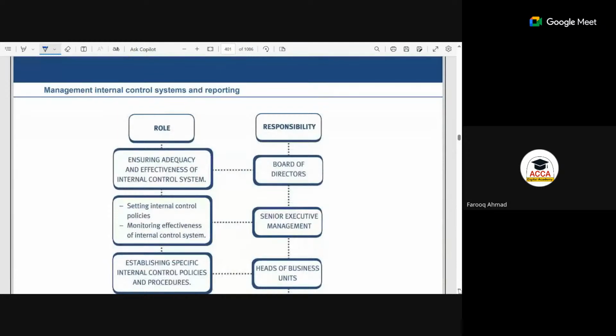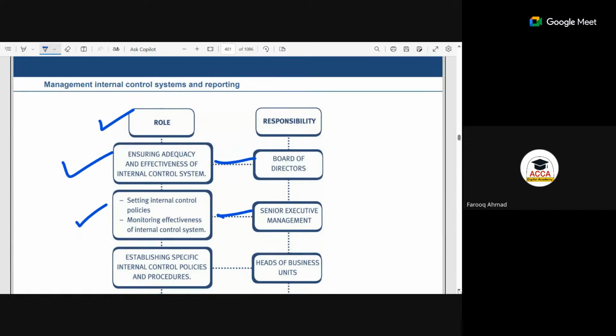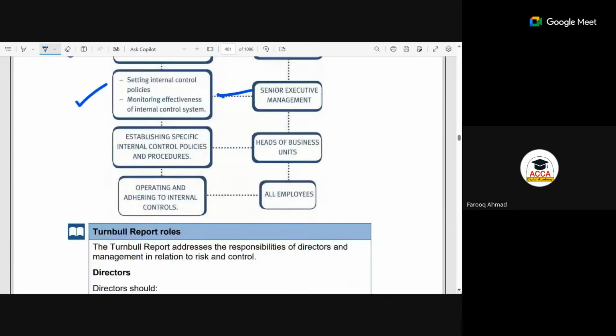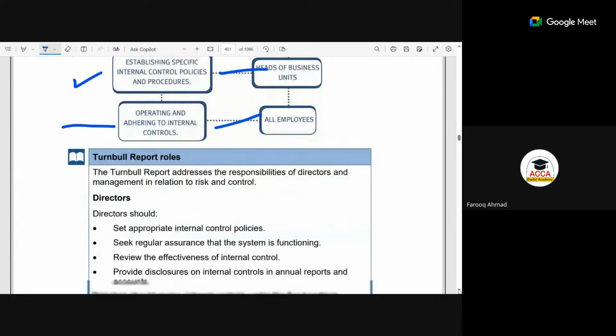Management, internal control system and reporting: what is each role and what are their responsibilities. Ensuring adequacy and effectiveness of the internal control system is the responsibility of the board of directors. Setting internal control policies and monitoring effectiveness is for senior executives. Establishing specific internal control policies and procedures is for the head of business unit and CFO. Operating and adhering to the internal control system is for all employees, whoever is involved in their duties and responsibilities.